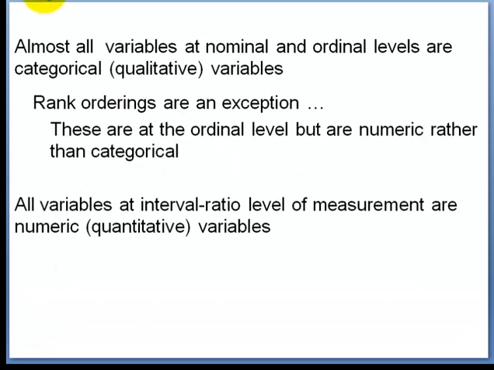So let's conclude our chapter here. It's the case that pragmatically, almost all variables that are at the nominal level or the ordinal level are categorical variables. So categorical variables and nominal and ordinal level variables are pragmatically the same thing. Rank orderings are an exception to this in the sense that rank orderings are at the ordinal level, but nevertheless are numeric rather than categorical. But for the most part, nominal and ordinal and categorical variables are one and the same.